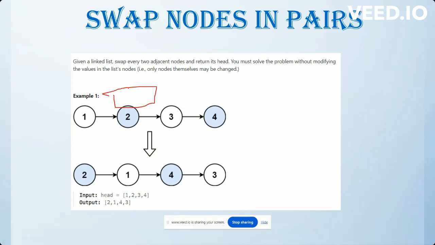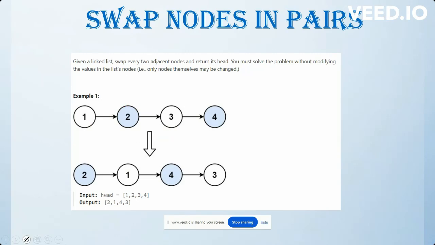Assume this as the node, where this part contains the data and this part contains the address to the next node. The second part of the problem statement describes that we should not change the value in this node. For example, initially it is given as 1. We should not change it to 2, 3, 4, etc. We should only change the links like this. That is stated here: solve the problem without modifying the value in the list node.